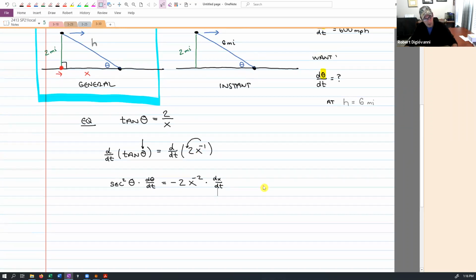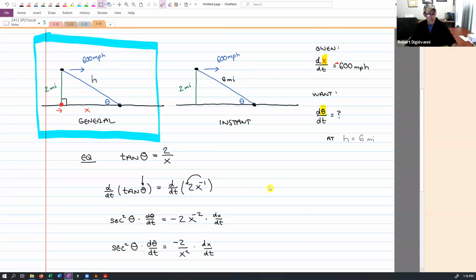And there you go. So let me just clean this up a little bit. This is secant squared theta times d theta dt equals negative 2 over x squared. I went ahead and just dropped this back down and then times dx dt. All right, good news. What we're trying to solve for is here, right? d theta dt appears here.